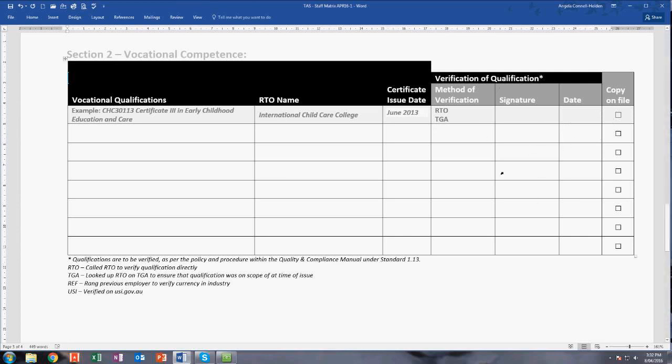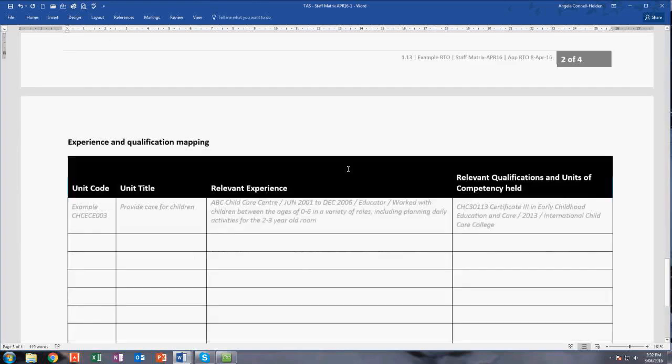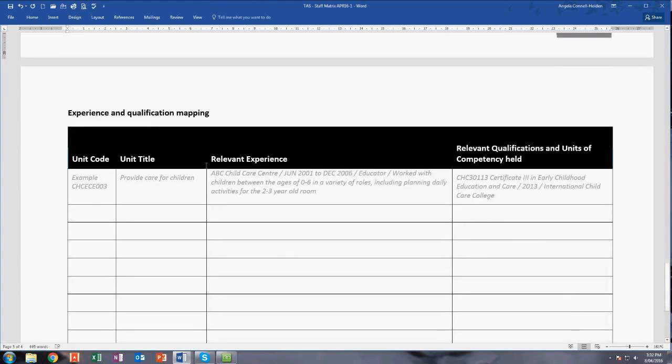Someone within your RTO should fill this in, and your trainer assessor should fill in this side on the other side. Experience and qualification mapping. This is their experience. We're actually mapping their experience, skills and knowledge to that qualification. So it should go across to the unit of competency. You should put the unit in here, and then what is their relevant experience against that unit of competency.